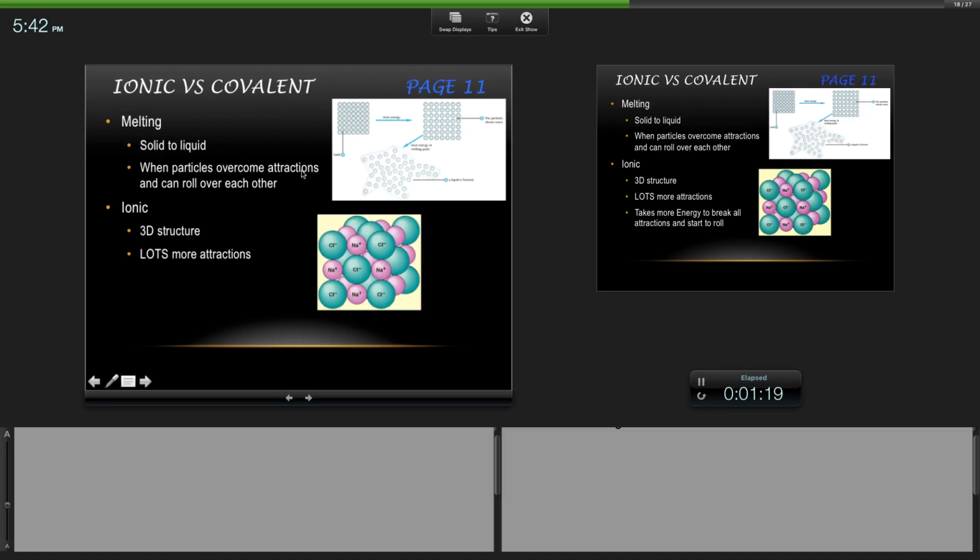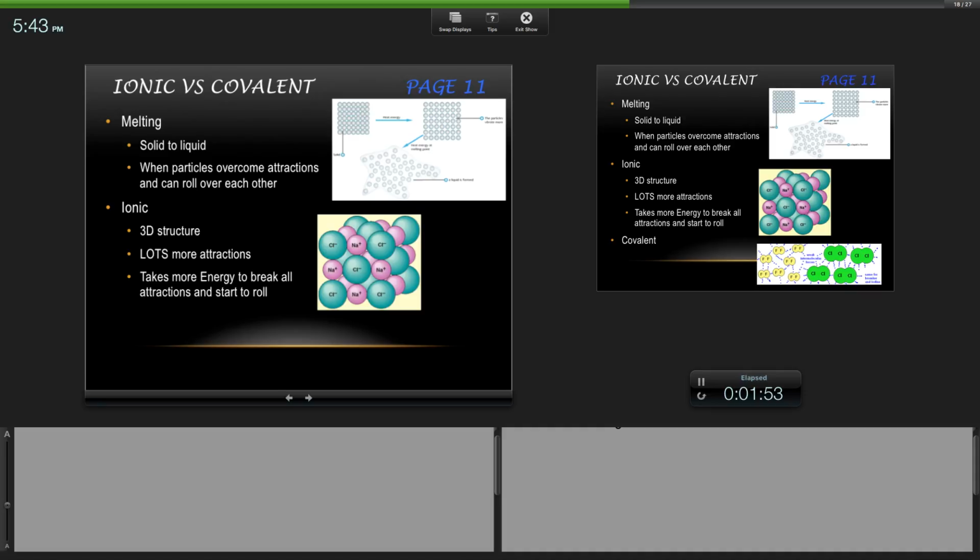If I'm trying to break those attractions so the particles can roll over each other, it takes a lot more energy. Look at this one ion right here. It has to break attractions from this particle and this particle and this particle and this particle, the one in front of it and the one behind it as well. A lot of energy is needed to break those attractions. As the energy gets higher and higher, the temperature gets higher and higher until those particles can actually start rolling over each other. So that 3D structure creates more attraction, and it takes more energy to break those attractions. And there's a correlation between energy and temperature: more energy means a higher temperature before those particles will start to melt.